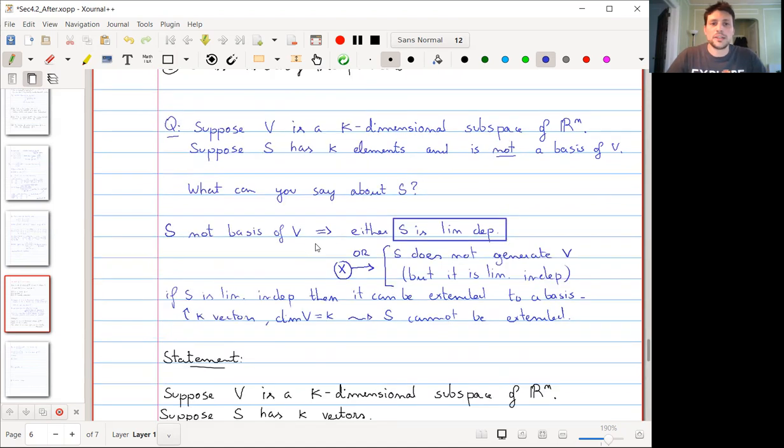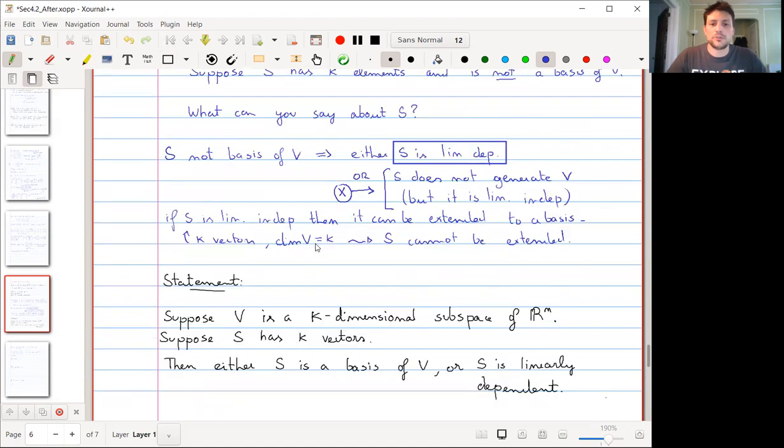The more general statement about this sort of question is the following. If you have a k-dimensional subspace, it's important that you know the dimension, and a set containing k vectors, then there's only two possibilities. Either this set is a basis for the subspace, or, if it isn't, it is linearly dependent.